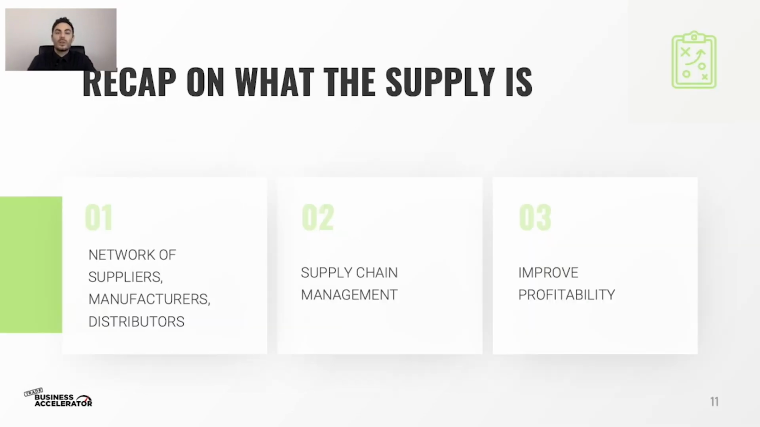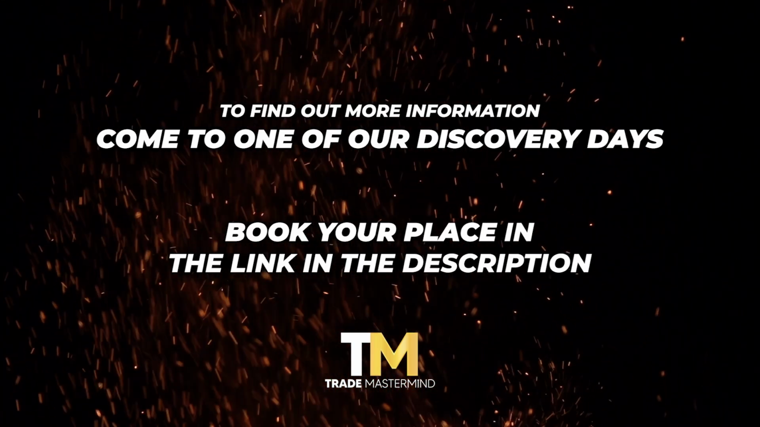So we're now going to recap on what the supply chain actually is, and the supply chain is essentially the network and the connection between all of the companies involved with you delivering the product or the service to the end user. And supply chain management is the management of that relationship and the terms of that relationship across all of the stakeholders involved. The reason that we want to do this, and the reason we want to have good supply chain management in place, is because we want to improve the profitability of our business.